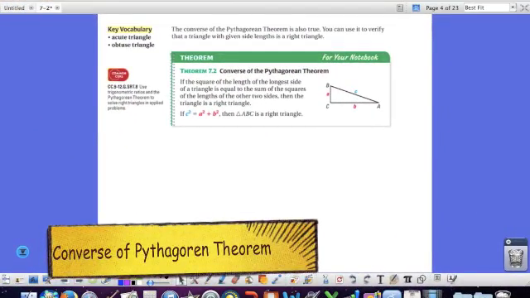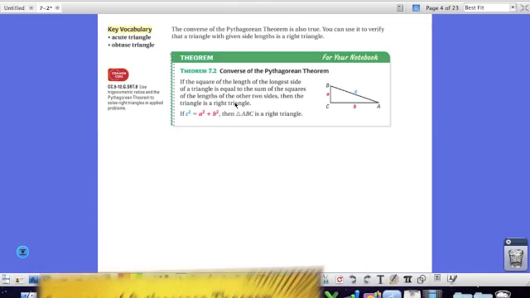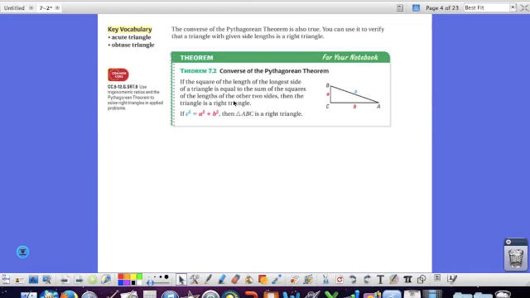The converse of the Pythagorean theorem is also true. As I said, the theorem says if a triangle is a right triangle, so the converse is going to end with, then it is a right triangle. If the square of the length of the longest side is equal to the sum of the squares of the other two sides, then the triangle is a right triangle.